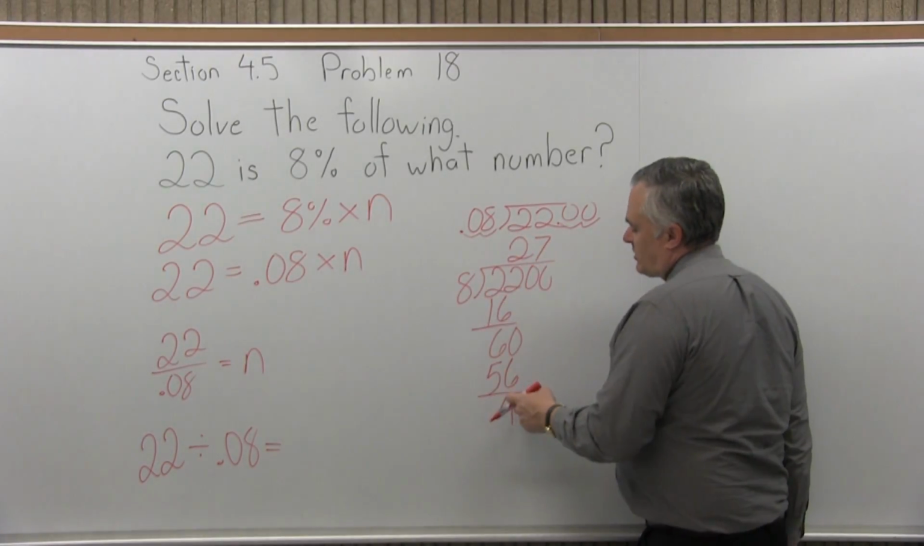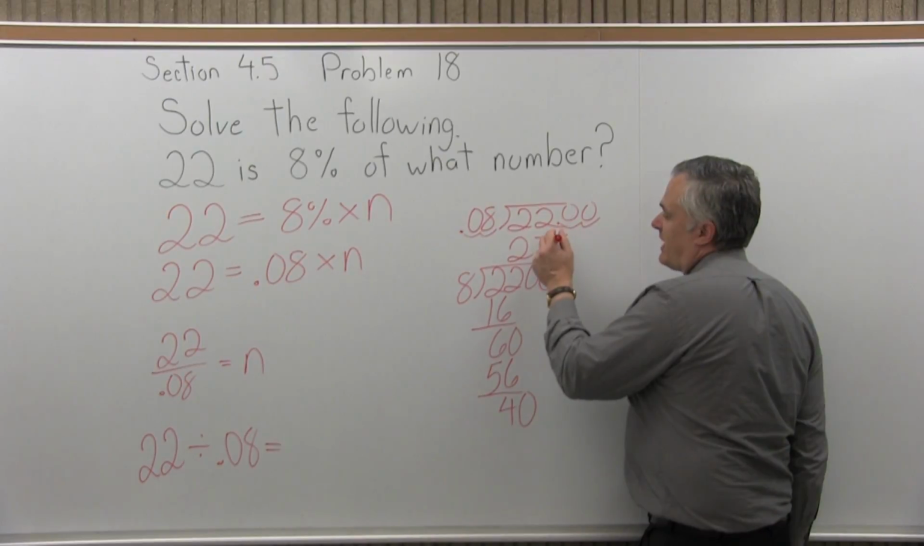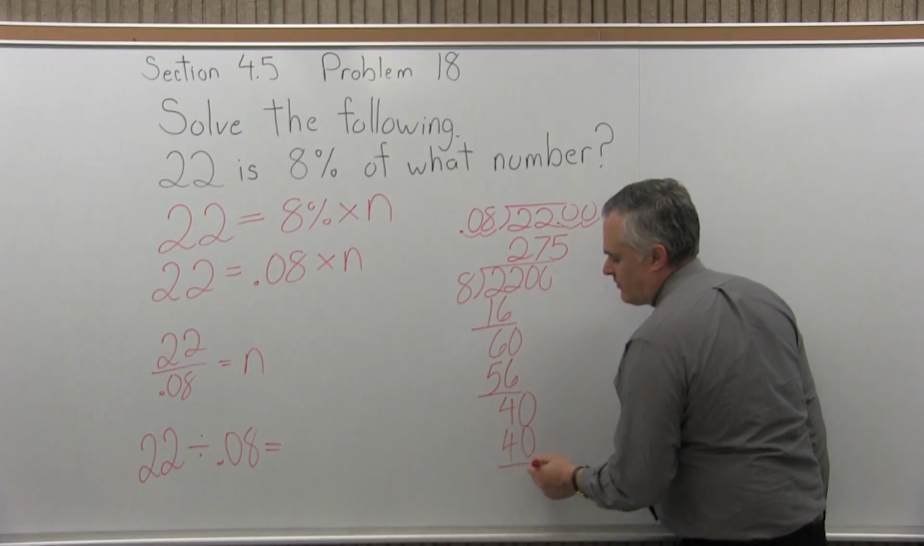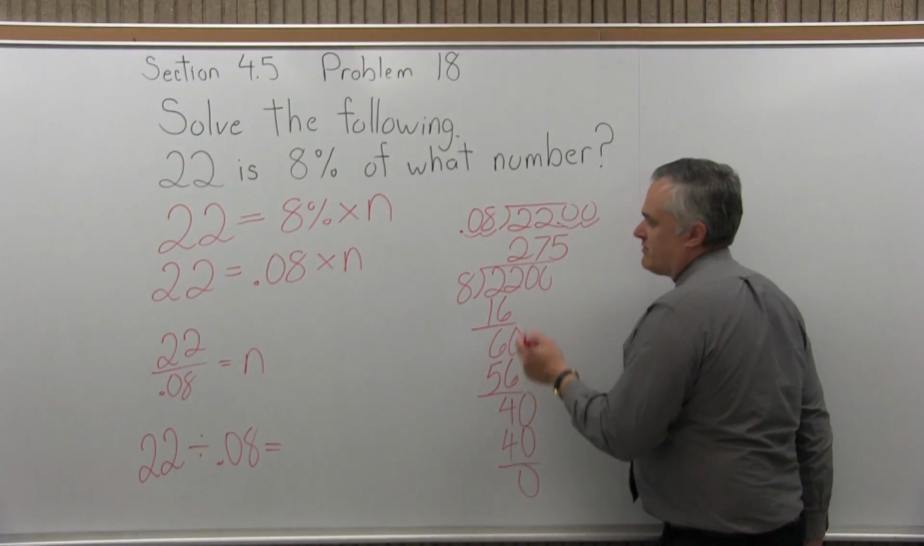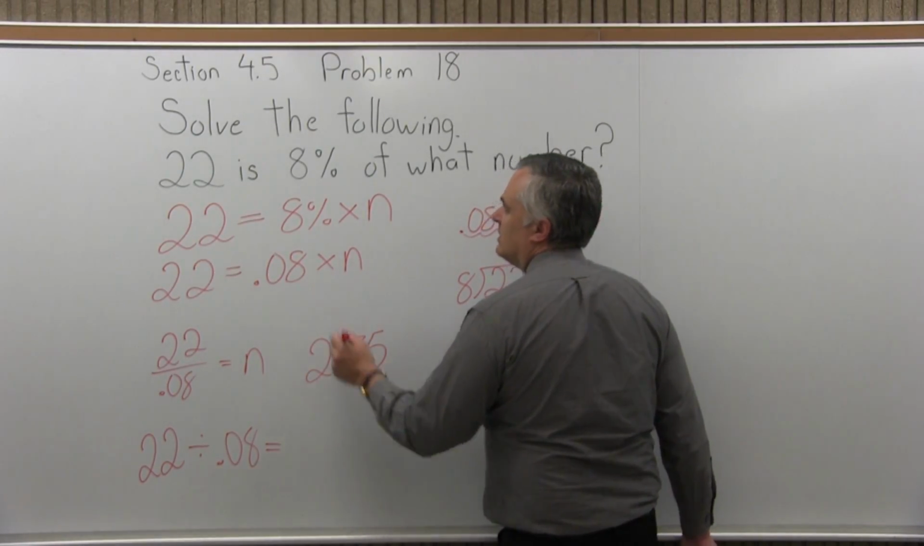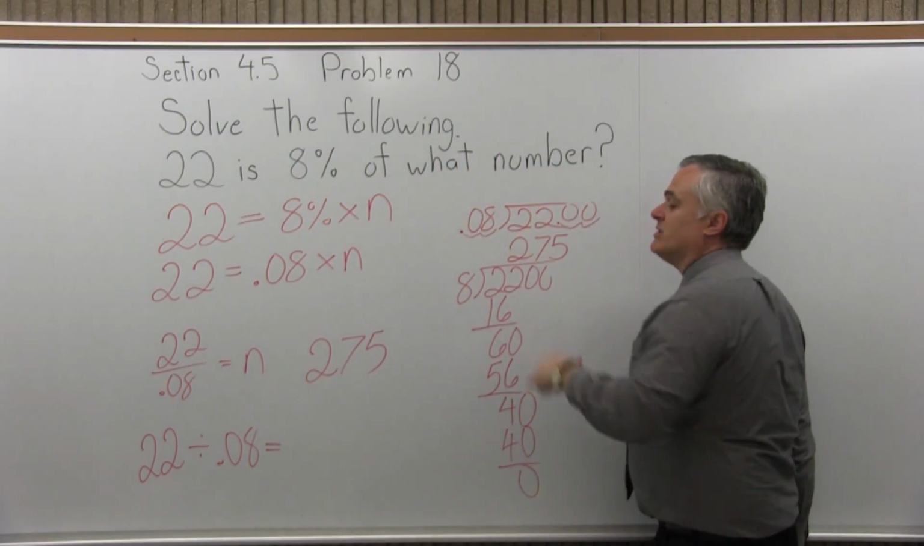Now, 8 times something will be 40. Well, it's times 5. 5 fits perfectly. 8 times 5 is 40. 40 minus 40 is 0. You have a remainder of 0, so it went in evenly. So the answer is 275. 22 is 8% of 275.